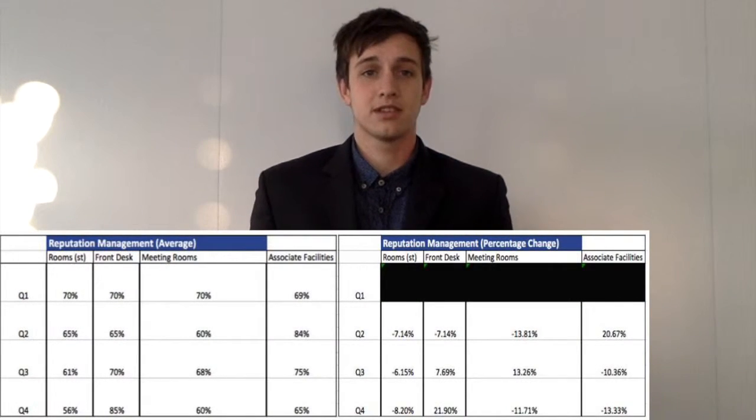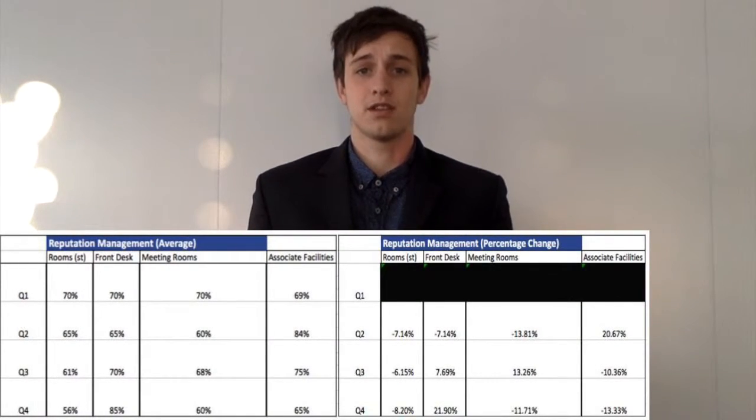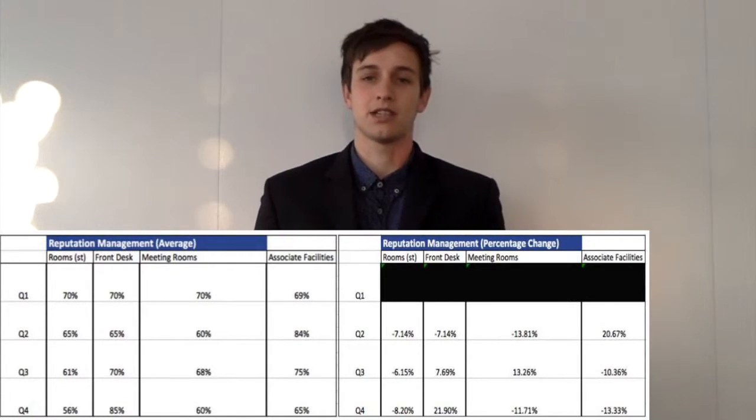In the third quarter, we were able to capture the satisfaction of our guests in terms of the front desk and meeting rooms with the renovation of these facilities. As beneficial as this might be, the current construction on the associate facilities led to a decrease in satisfaction. However, the effect will come into fruition 2 months after the requisition.